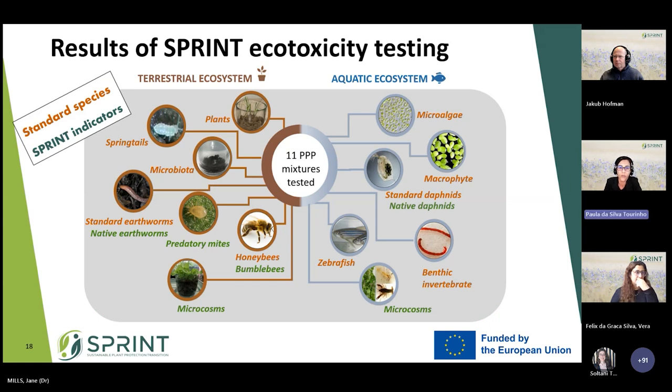Here's an overview of the species we used in those tests. You can see in brown the standard species, which are the species used in the risk assessment of pesticides. And in green, we have what we call the SPRINT indicators, which are non-standard species. We conducted tests with them too, to have an idea how the mixtures would affect those species too and have a comparison.